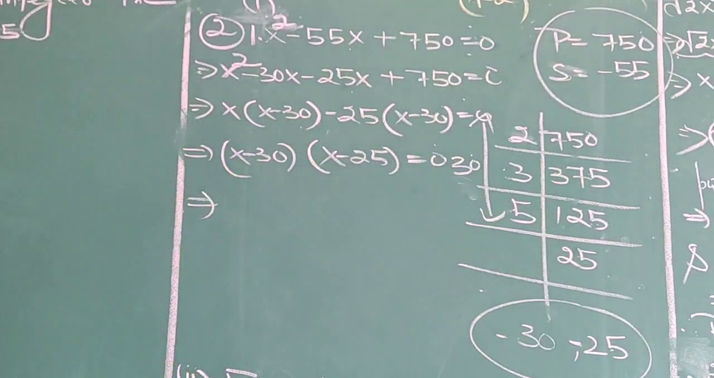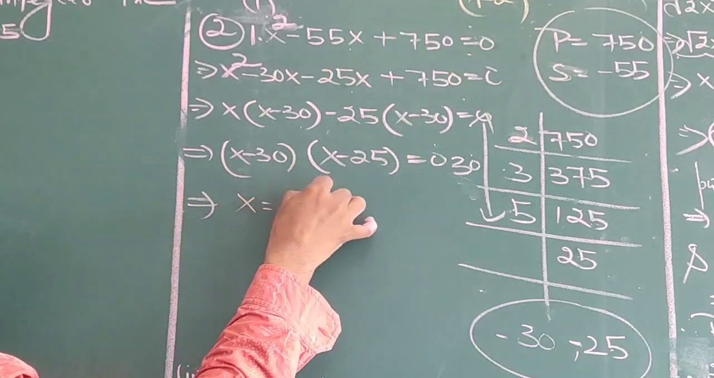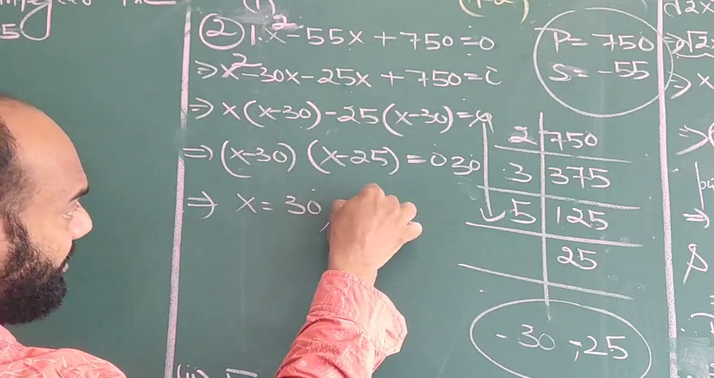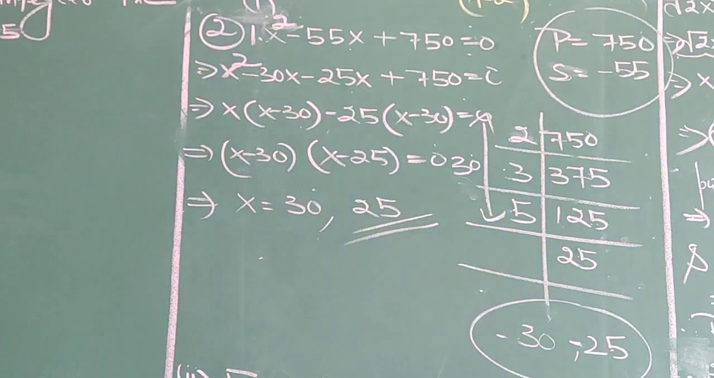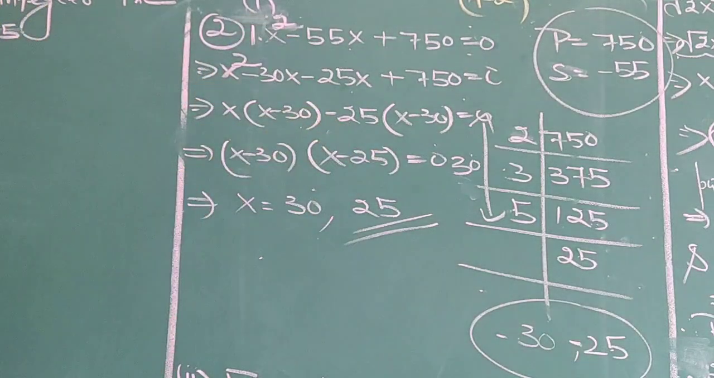Now by putting these two factors equal to 0 one by one, when we put x minus 30 equal to 0, we get x equal to 30. And when we put x minus 25 equal to 0, we get x equal to 25. And these two values are the roots of the given equation which satisfy the equation.